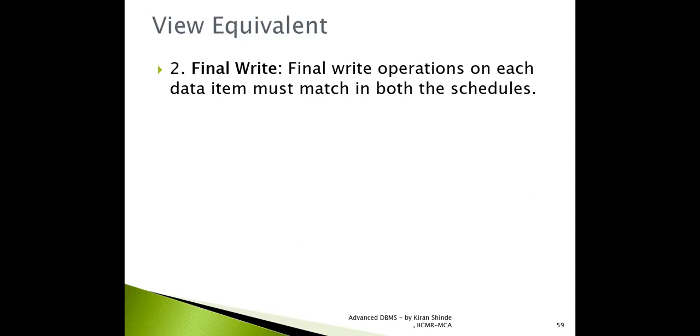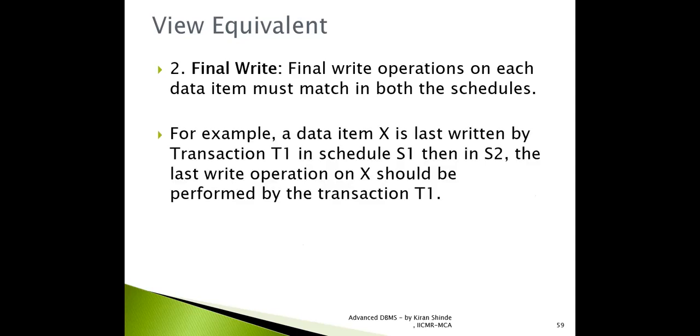The next condition is called final write. What exactly are we going to observe through this condition? Final write operations on each data item must match in both the schedules. It means if a data item X is last written by transaction T1 in schedule S1, then in S2 also, the last write operation on the same data item X should be performed by the transaction T1 only. That is called the final write condition.